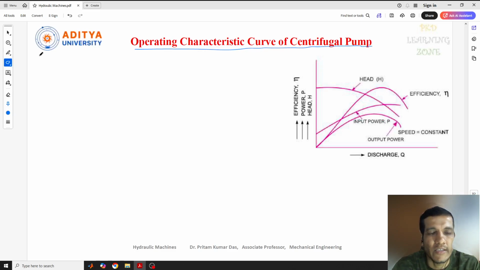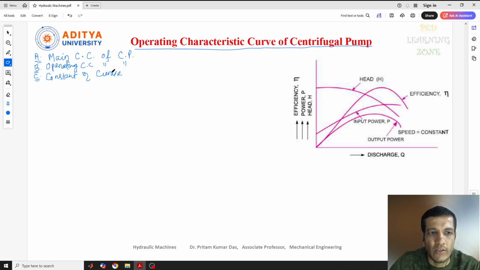So in the last lecture, we discussed the characteristics curves of the centrifugal pump, and we discussed that there are three types. The first is the main characteristics curve of the centrifugal pump. The second is the operating characteristics curve of the centrifugal pump. And the third is the constant efficiency curve.